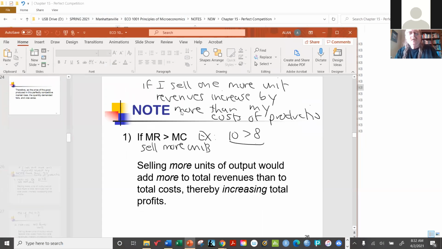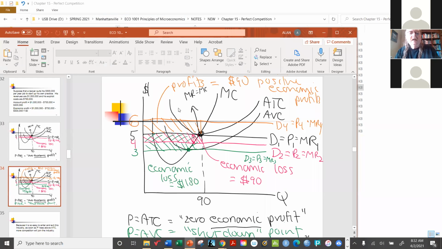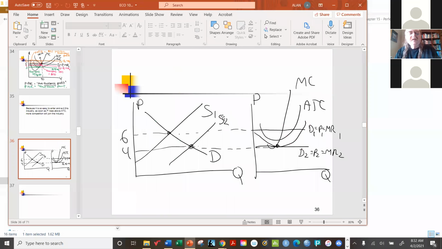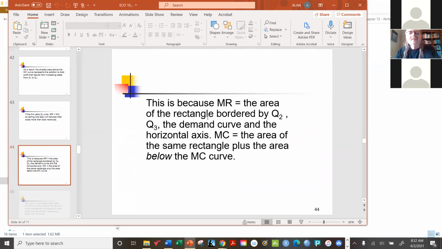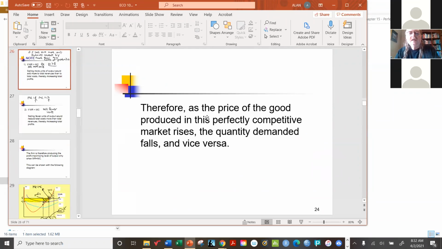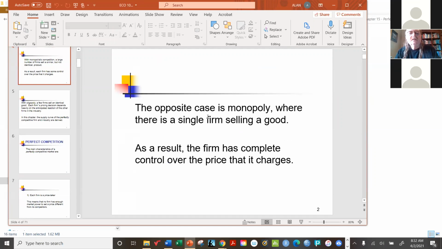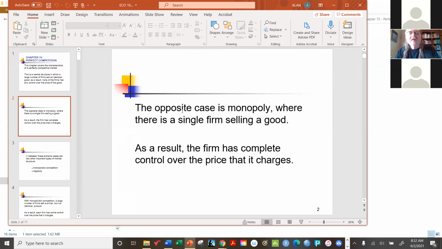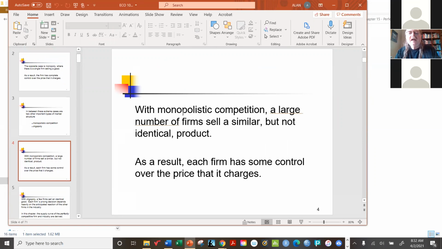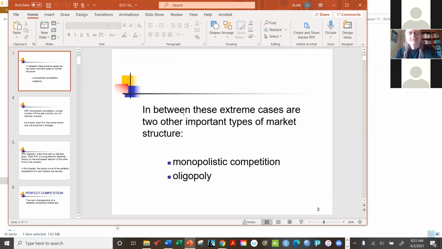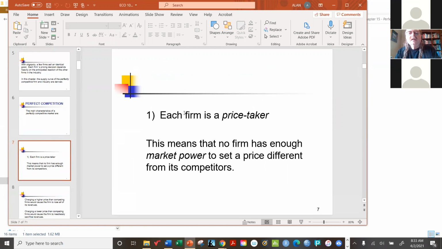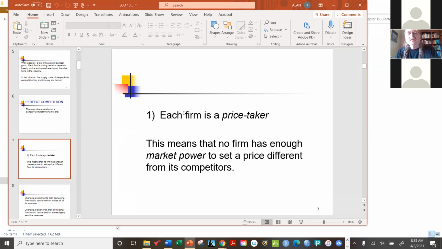Okay, so we're looking at perfect competition, and we got pretty far into it, actually. But just quickly to review what we had done. What we were seeing here is that with perfect competition, we have a large number of firms that are selling an identical product. And because of that, they're all charging the same price, okay? Because if they don't, they'll lose all their business to the other competitors.